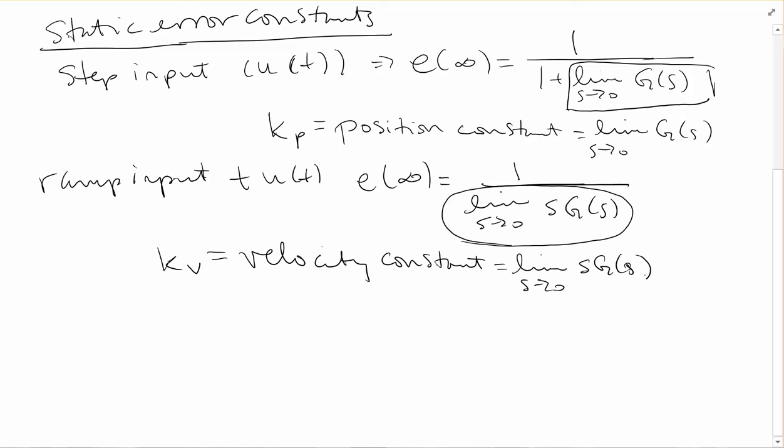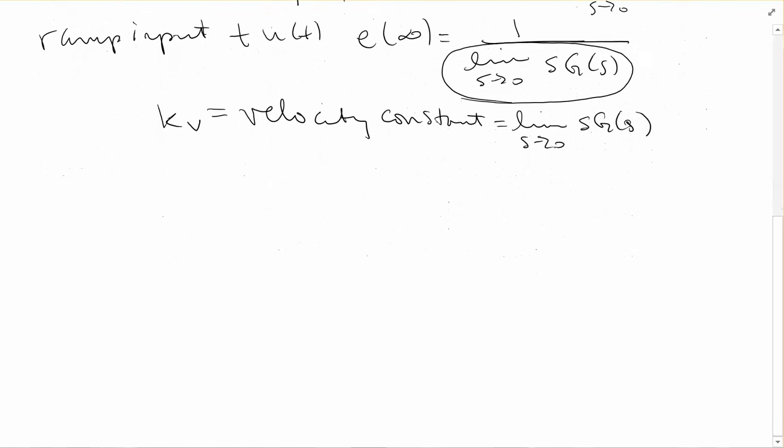Okay. And again, this is called velocity constant because you're going to use a ramp input if you want to check your system's ability to track something with a constant velocity. Okay, so now we've got that. And then finally, let's do parabolic.